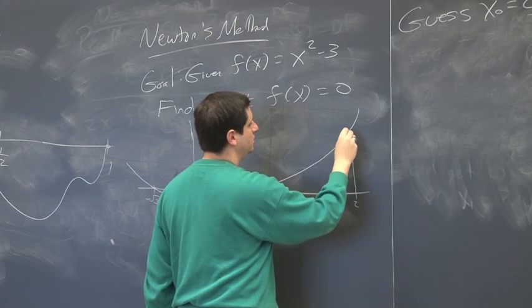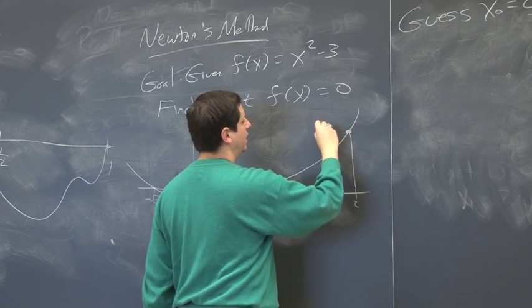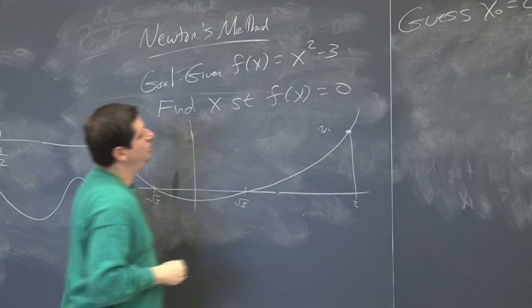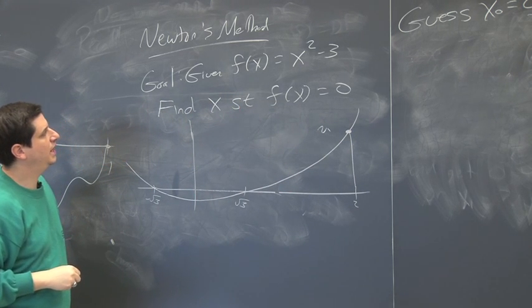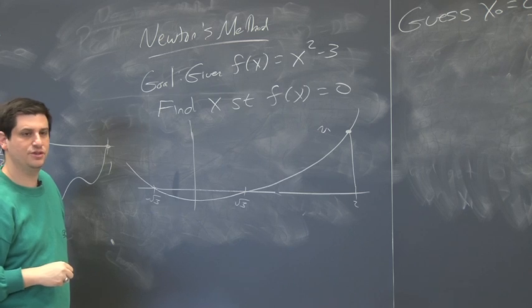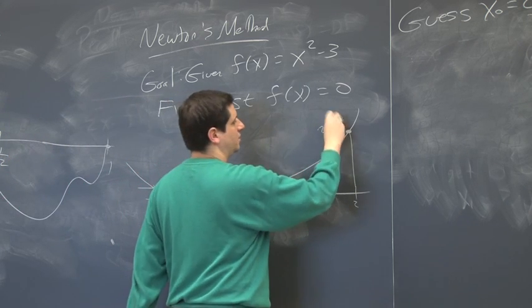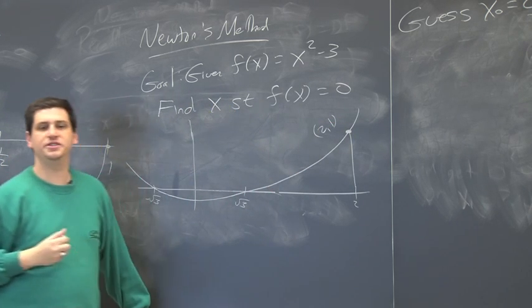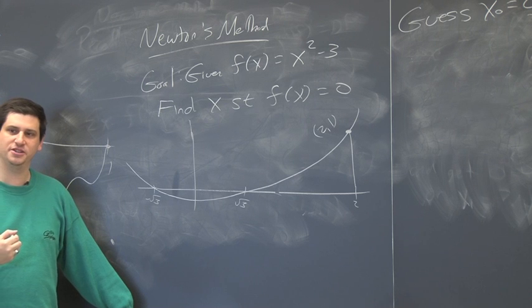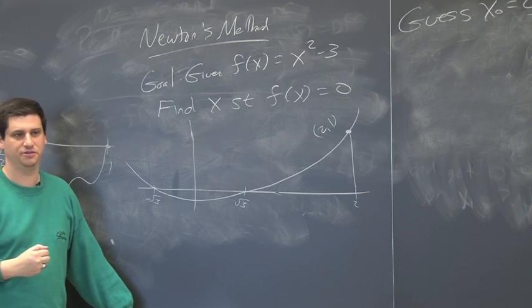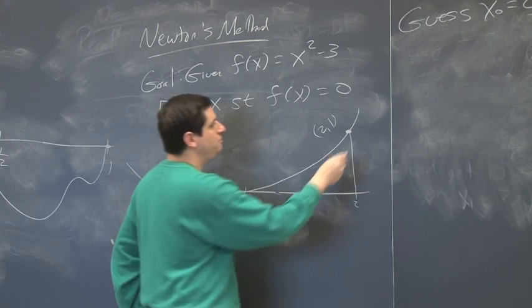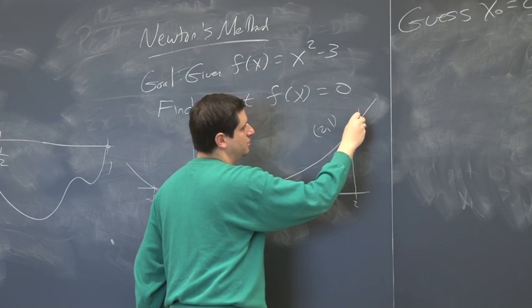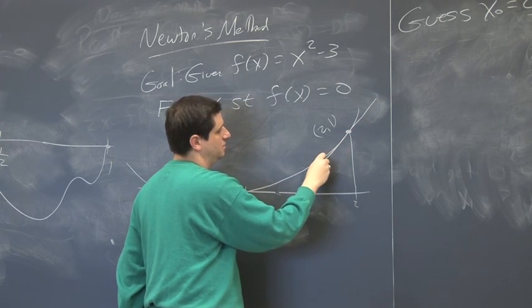And so what I'm going to do is I come up over here and I evaluate my function at 2. Well, when I evaluate my function at 2, I get f of 2 is 4 minus 3, so I get 1. Since 1 is not 0, I have learned that 2, not surprisingly, is not equal to the square root of 3. But we know a really good approximation to our function is the tangent line.